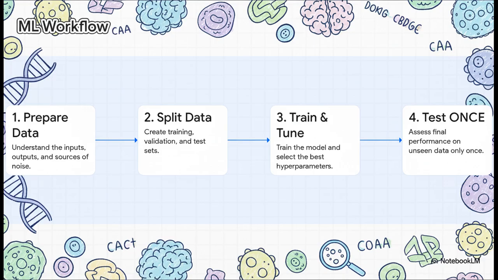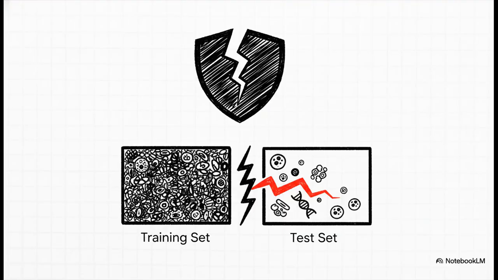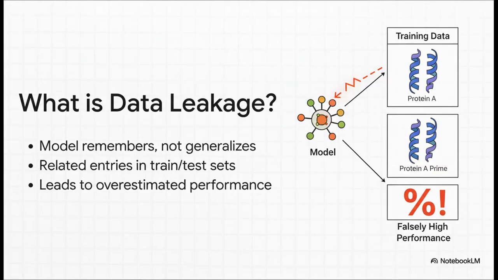And the absolute most important rule here is that you use the test set only once, right at the very end. This is the only way to get an unbiased look at how your model will actually perform on brand new data it's never seen before. If you don't separate your data correctly, you can run into a massive and very common problem in biology called data leakage.